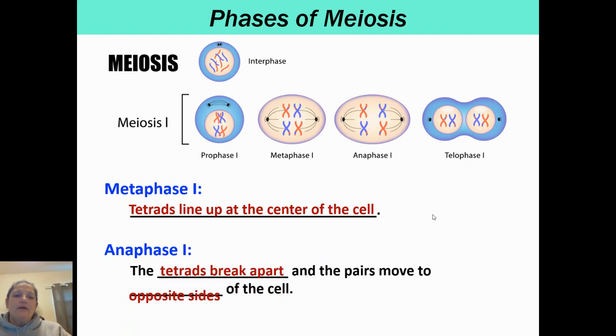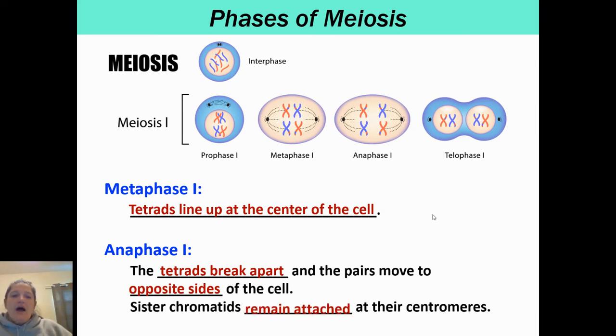During metaphase 1 and anaphase 1, we're moving down into numbers 3 and 4. During metaphase 1, the tetrads line up at the center of the cell. Anaphase 1, the tetrads break apart and they move to opposite sides of the cell. So metaphase, they're still lined up in the middle. You will see it like a double line for metaphase 1. Anaphase, they're still being pulled away. We remember this. And big surprise, the difference here, though, in anaphase 1 is that the sister chromatids are still attached at their centromeres. So that is a difference from mitosis.